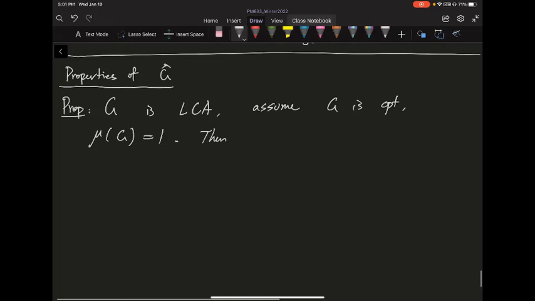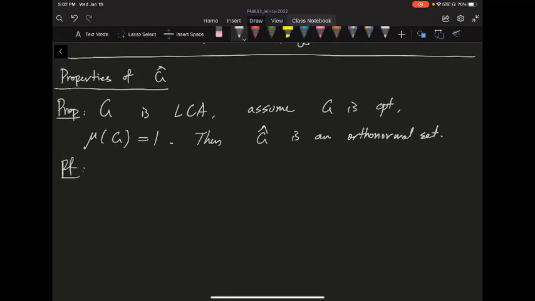Then what you can show is that your G hat is going to be inside L2, and in fact they're going to be an orthonormal set. Orthonormal essentially means their integral against each other is going to be 0 unless they're equal, and the norm of each one of them is going to be 1. The norm being 1 is kind of trivial from your mu being a probability measure, and your character mapping your G to the unit circle. So let's just prove that they're orthogonal to each other.